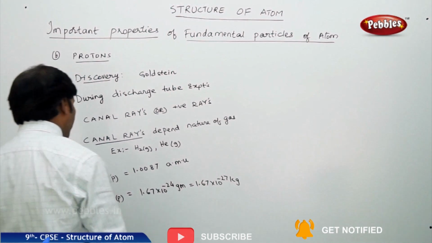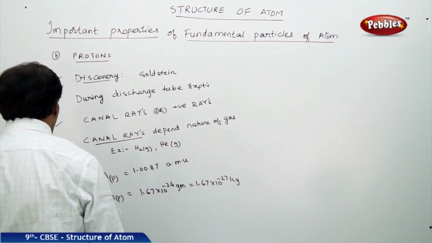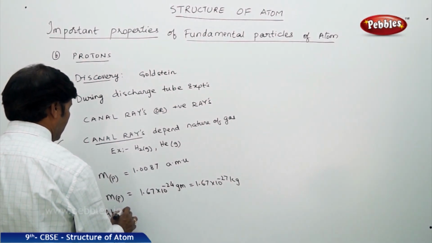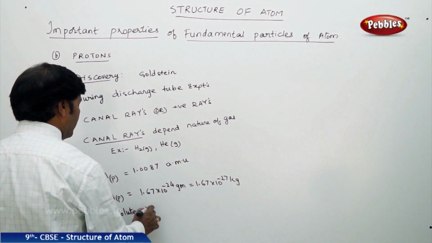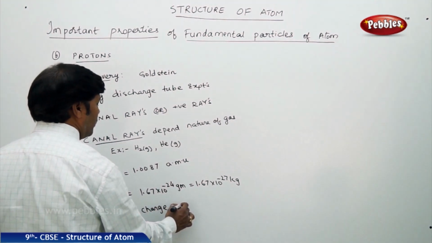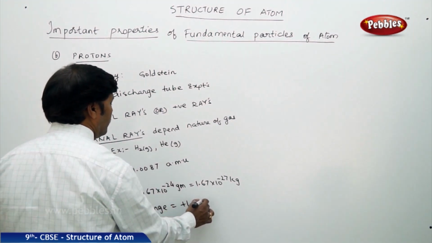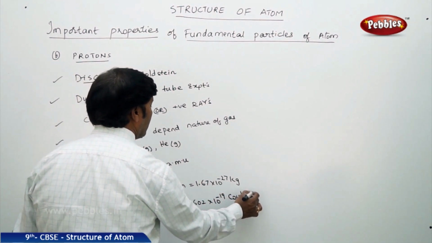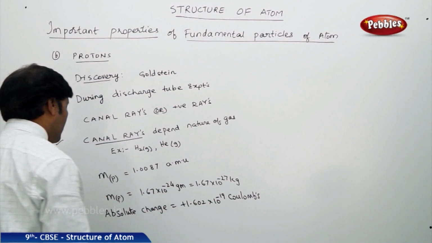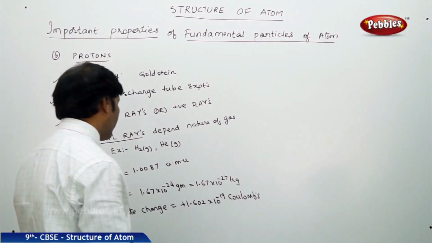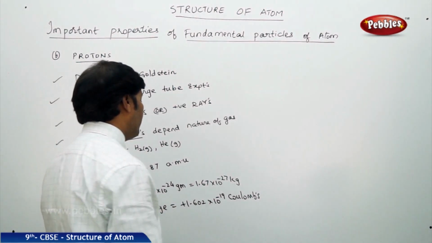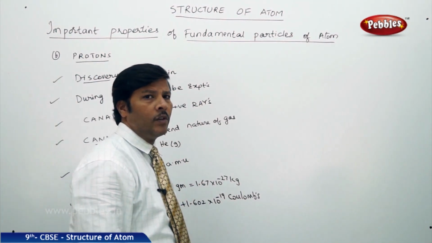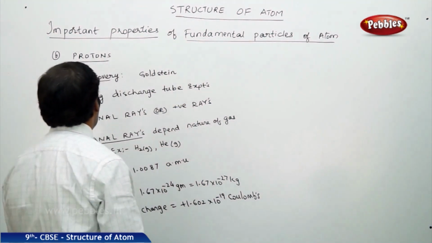Similarly, the absolute charge of proton is plus 1.602 into 10 to the power of minus 19 coulombs, and the relative charge is simply plus 1 unit of charge.